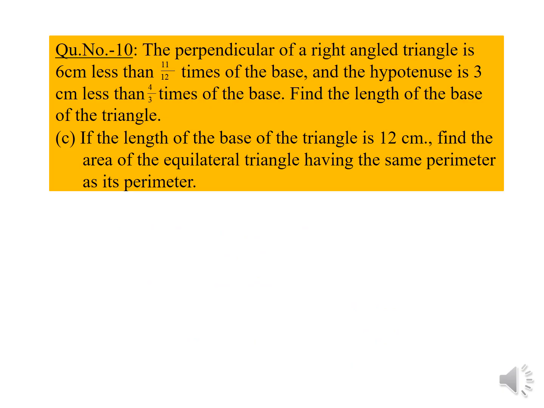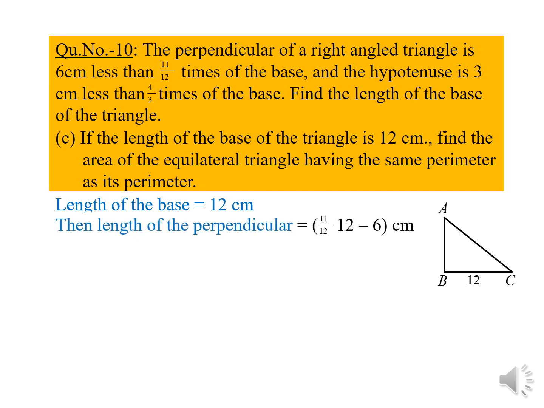Now we go for question number C, and it is: if the length of the base of the triangle is 12 centimeter, then find the area of the equilateral triangle having the same perimeter as its perimeter. Here you can see the right angle triangle ABC. In the question it is given that the length of the base is 12 centimeter.